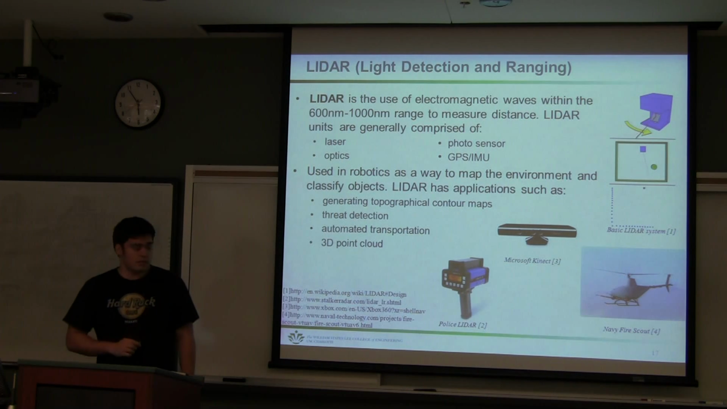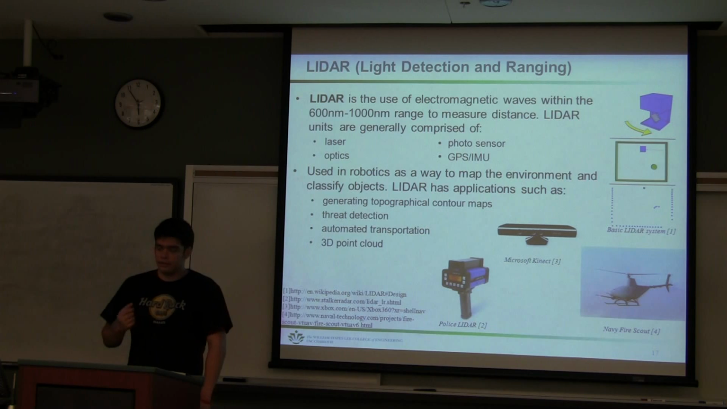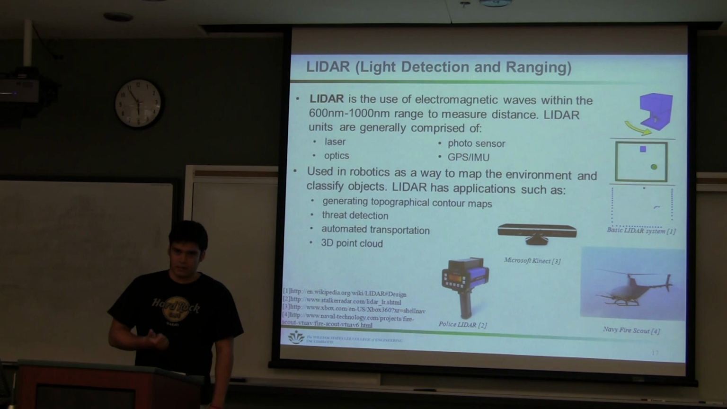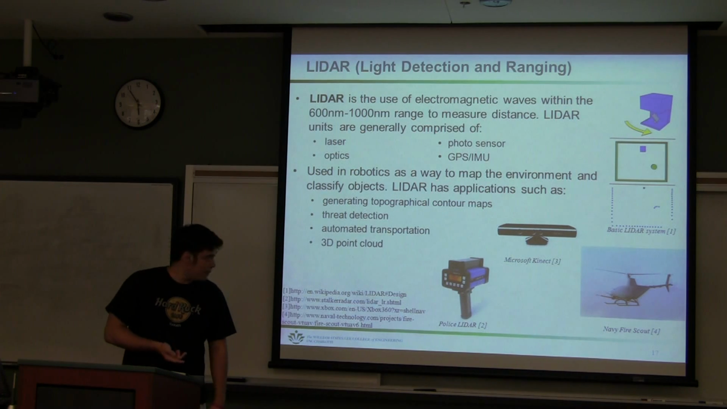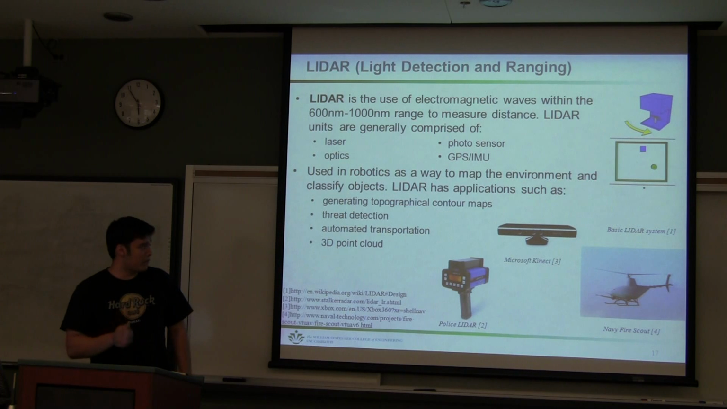There are a lot of applications for LIDAR. Stuff like seismic activity, or even farmers use it for determining if some land has good agricultural value. But for stuff like robotics, applications you can have are like topographical contour maps. So if you're a drone flying over, you can develop a map of the environment below. Threat detection, if you want military-based security or even home security.